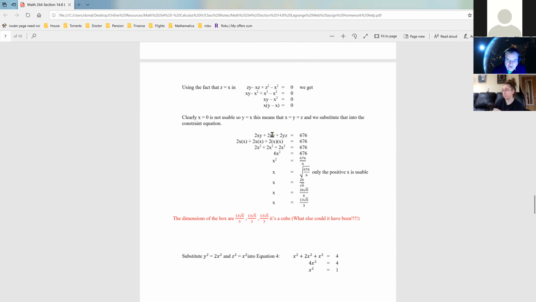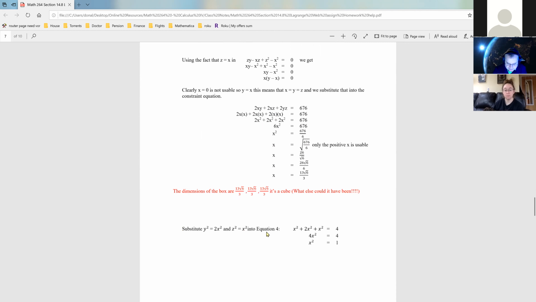So I now can go to the constraint function and replace the y with an x, replace the z with an x. We get this, which becomes that, which becomes this. Take the square root, only use the positive because it's a dimension, make it look pretty. And there's the dimensions of your boxes.